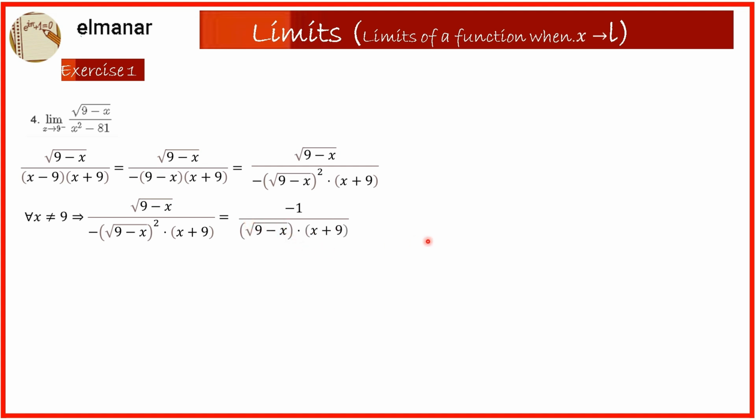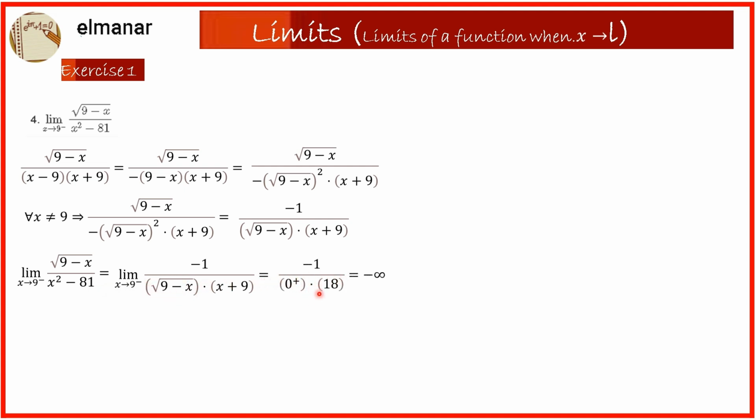Step 3. Studying the limit. As x approaches 9 from smaller values, the difference 9 minus x tends towards 0 through strictly positive values, so the square root of 9 minus x tends towards 0 but remains positive. x plus 9 tends toward 18. Then the expression becomes -1 divided by a very small positive number, multiplied by 18. And what happens when we divide by a very small positive number? The quotient becomes a very large number in absolute value, but negative, because of the -1 in the numerator.